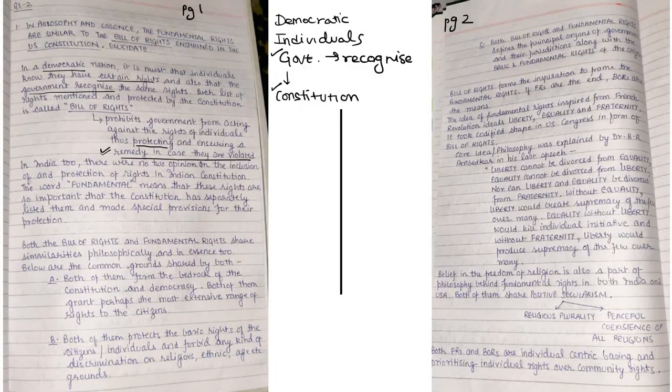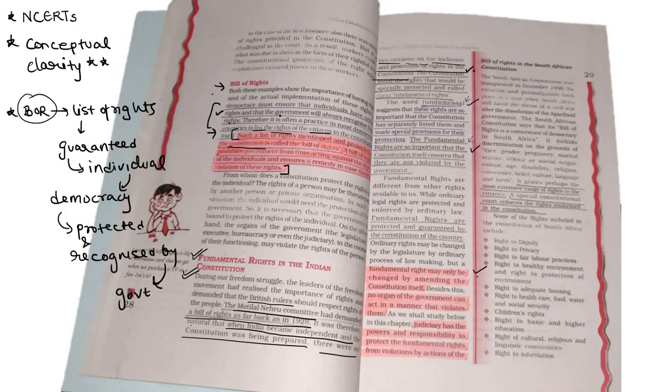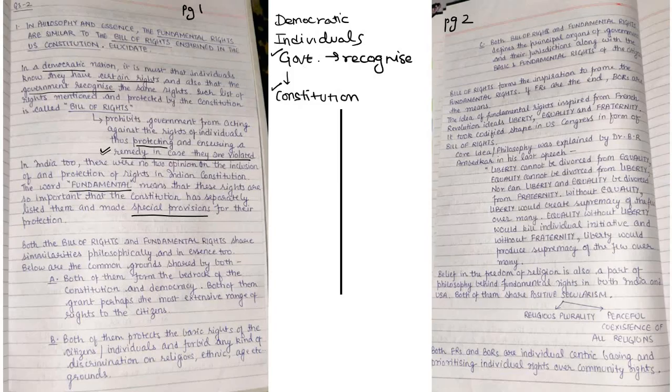Same thing we have mentioned over here, that in India there were no two opinions on the inclusion and protection of rights. And the word fundamental means that these rights are so important that the constitution has separately listed them and made special provisions for their protection. This is written over here. Okay, fundamental right, see, fundamental suggests that these rights are so important that the constitution has separately listed them. So all the content you can get easily from NCERT if you read it and understand it carefully.